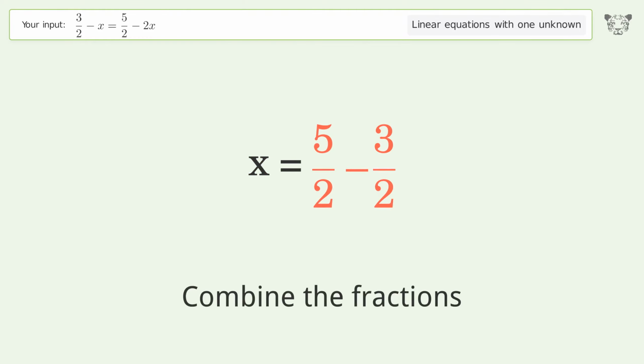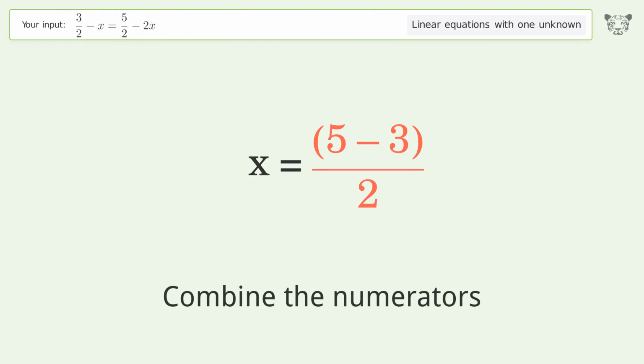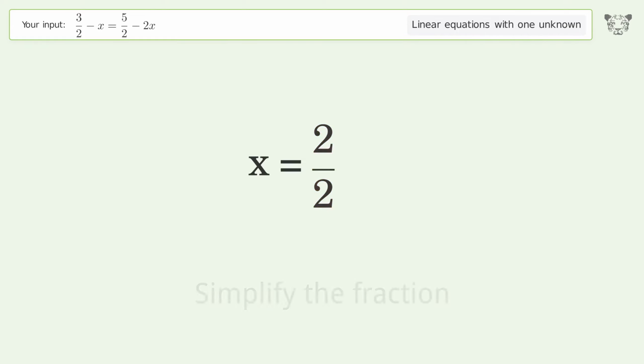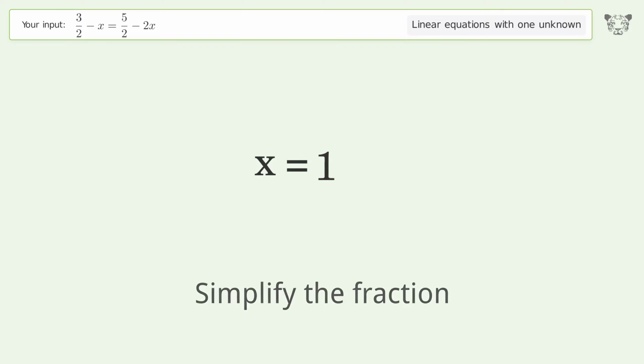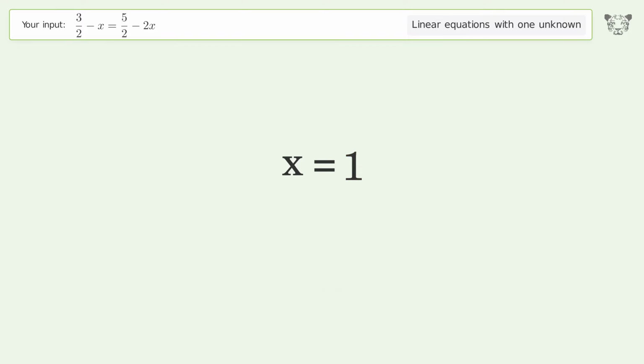Combine the fractions. Combine the numerators. Simplify the fraction. And so the final result is x equals 1.